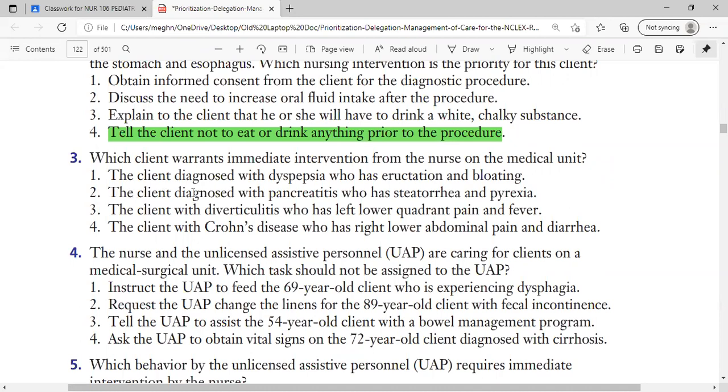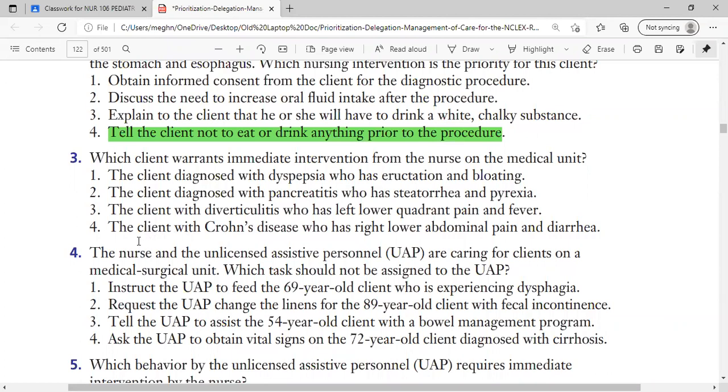Number 2, the client diagnosed with pancreatitis who has steatorrhea and pyrexia. So number 2 is not an answer, because the nurse would expect the client with pancreatitis to have steatorrhea. What is steatorrhea? Steatorrhea means fat mixed with stool, and pyrexia means fever. So therefore, this client does not warrant immediate intervention either.